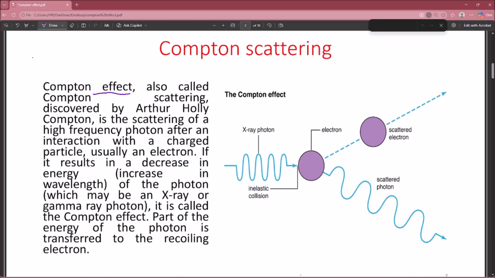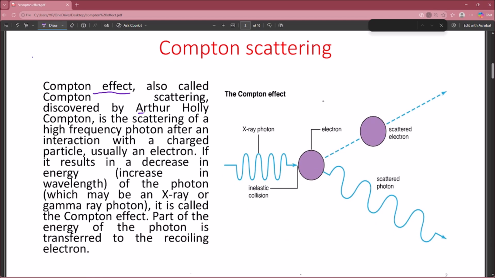This is discovered by Arthur Holly Compton. It is the scattering of high frequency photons after an interaction with a charged particle, usually an electron. If the result is a decrease in the energy and increase in the wavelength of the photon, which may be an X-ray or gamma ray photon, it is called Compton effect. Part of the energy of the photon is transferred to the recoiling electron.